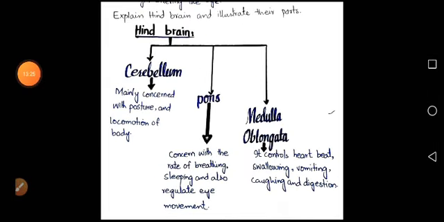And the next question is explain hindbrain and illustrate their parts. So first of all you have to put the heading of hindbrain and then a flowchart of parts of hindbrain, that is cerebellum, pons and medulla oblongata. And then आपने within one line इनके functions को आपने लिख देना है, that is जैसे कि cerebellum जो है mainly concerned with posture and locomotion of the body, pons concerned with the rate of breathing, sleeping and also regulates eye movement, and then medulla oblongata controls heartbeat, swallowing, vomiting, coughing and digestion.